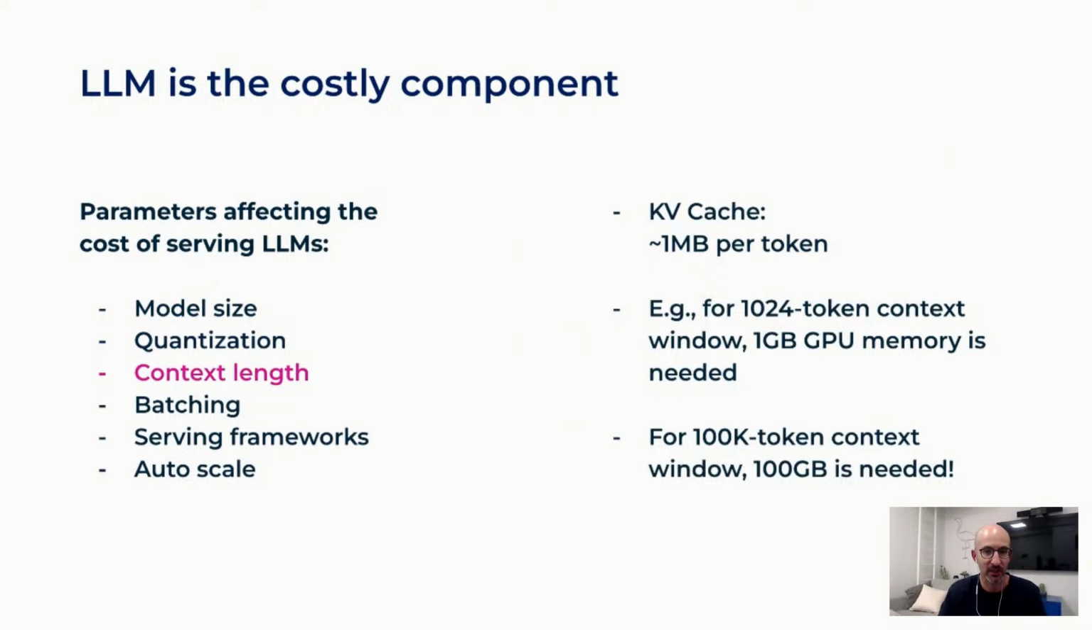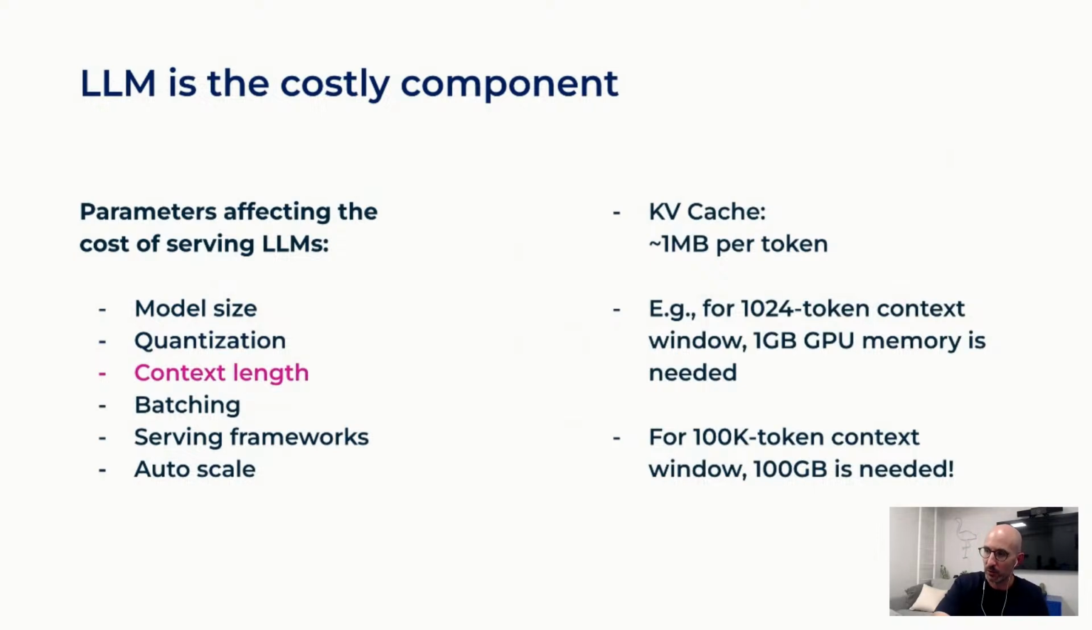Anthropic offers a context length of 100,000 tokens. 100,000 tokens, that's huge, that's very long. For that, you need 100 gigabytes of GPU memory just to store that cache. So that's big. The context length really affects the memory that you need in your GPU.